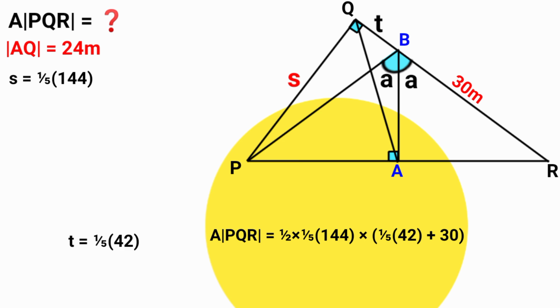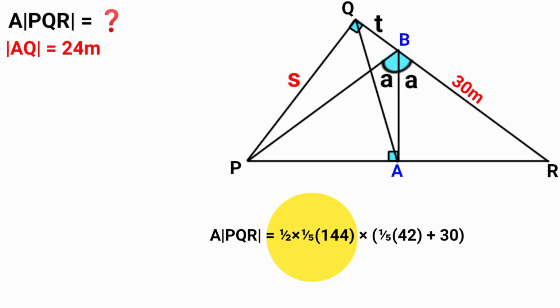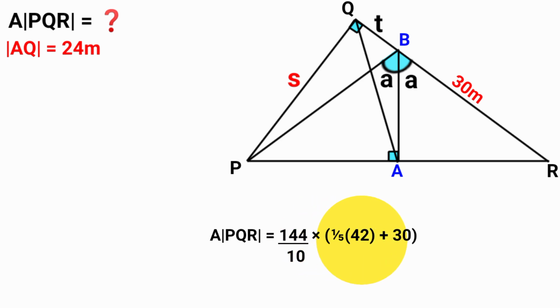So area of triangle PQR equal to 1 over 2 times 1 over 5 (144) times (1 over 5 (42) plus 30). 1 over 2 times 1 over 5 (144) is 144 over 10. Here 1 over 5 times 42 is 42 over 5. From 42 over 5 plus 30, simplifying into a single fraction, it is (42 plus 30 times 5) over 5. 30 times 5 is 150. 42 plus 150 is 192. Now 144 over 10 times 192 over 5 will be 144 times 192 over 10 times 5. 10 times 5 is 50.